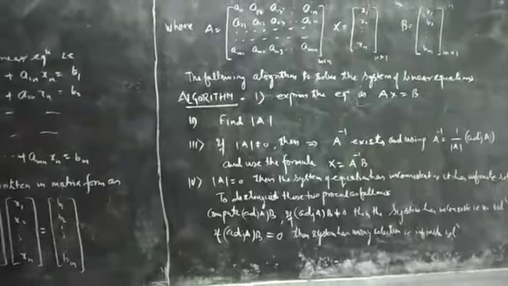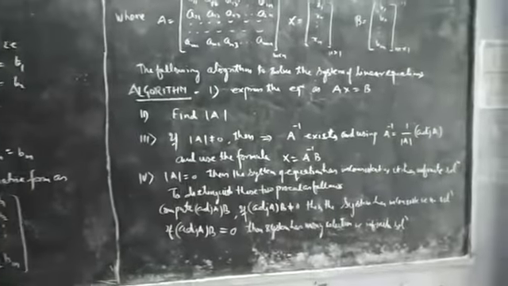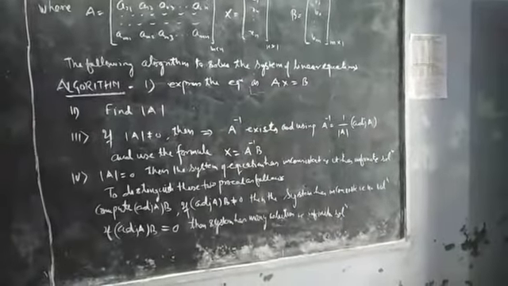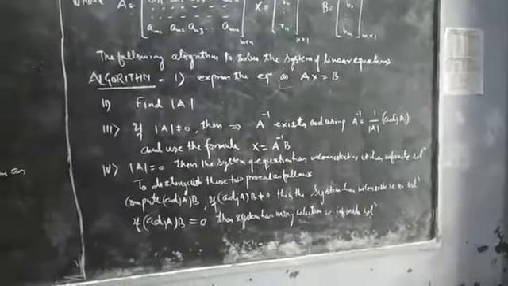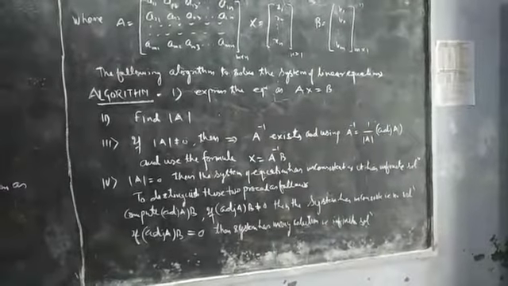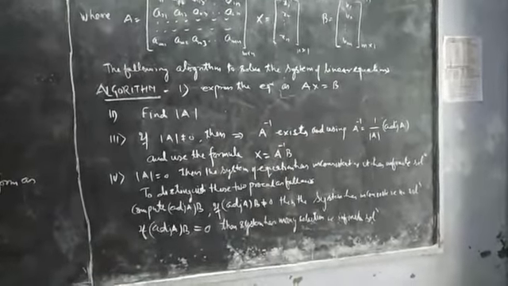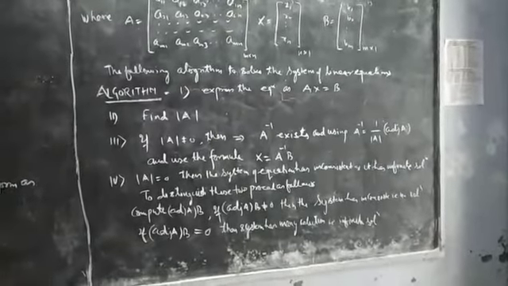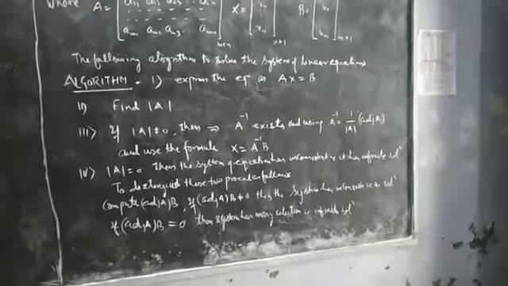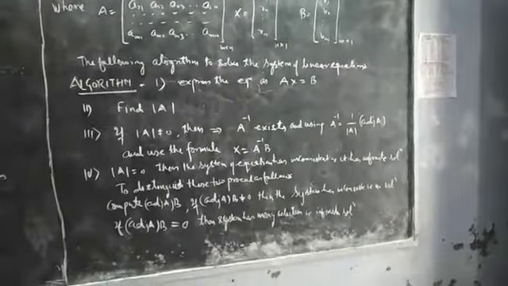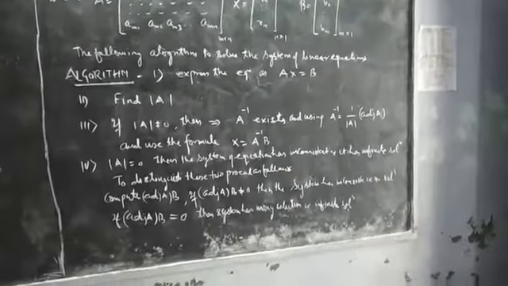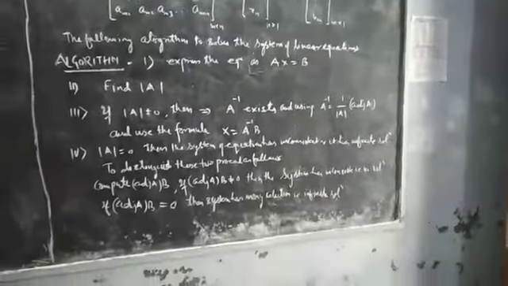Fourth, if determinant A is equal to 0, then the system of equations is either inconsistent or has infinitely many solutions. To distinguish these two cases, proceed as follows. Compute adjoint A into B. If adjoint A into B is not equal to 0, then the system is inconsistent, that is, no solution. If adjoint A into B is equal to 0, then the system has many solutions, that is, infinite solutions.